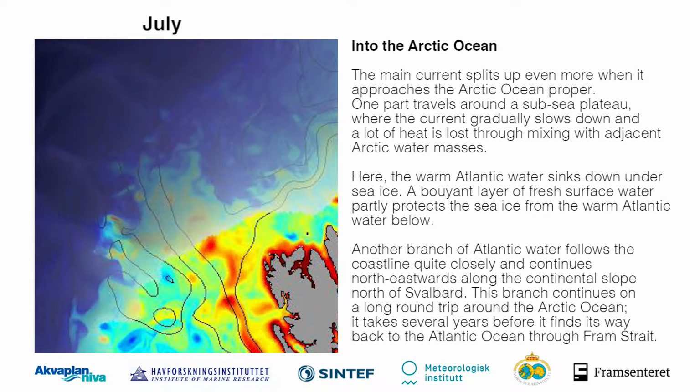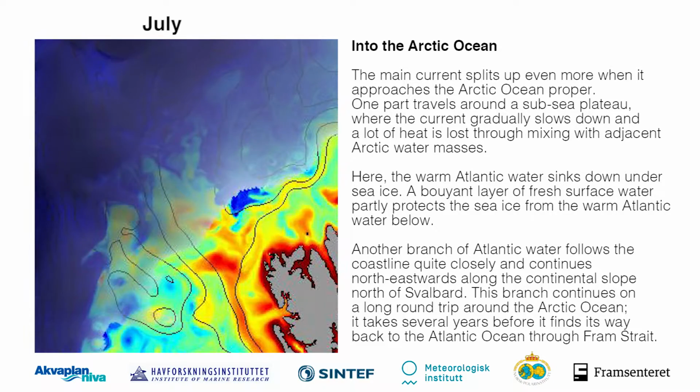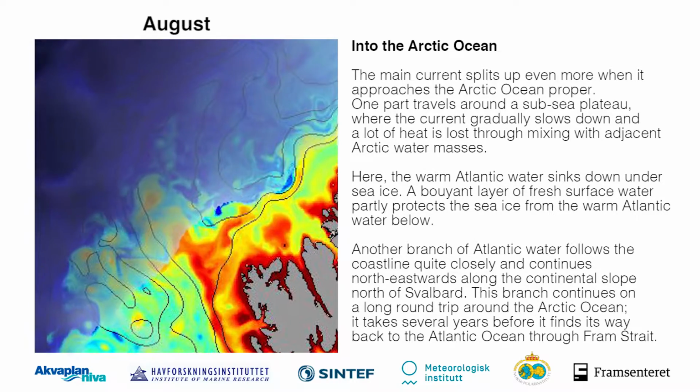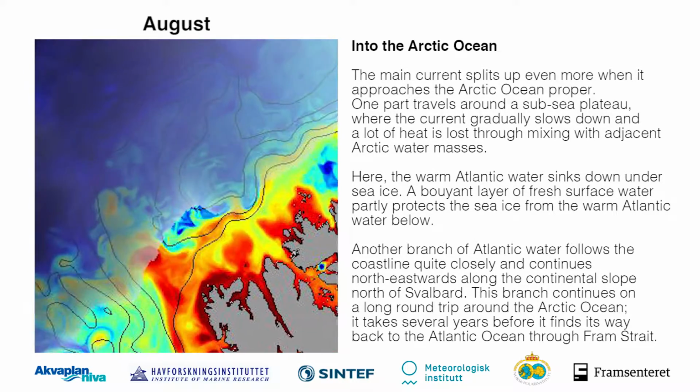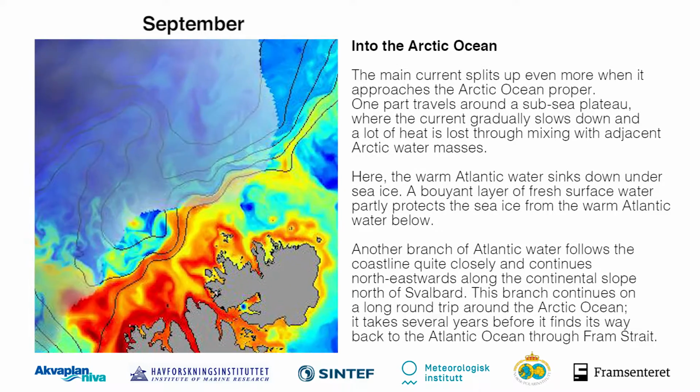Another branch of Atlantic water follows the coastline quite closely and continues northeastwards along the continental slope north of Svalbard. This branch continues on a long round trip around the Arctic Ocean. It takes several years before it finds its way back to the Atlantic Ocean through Fram Strait.